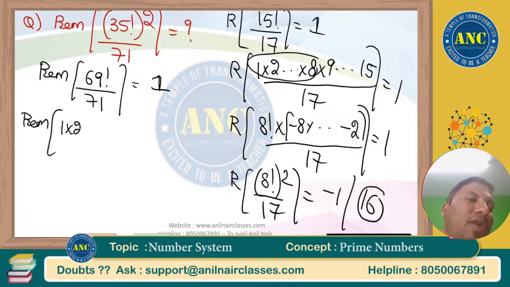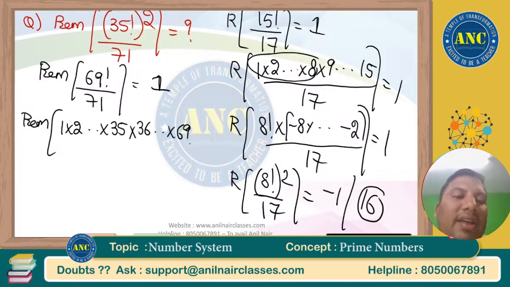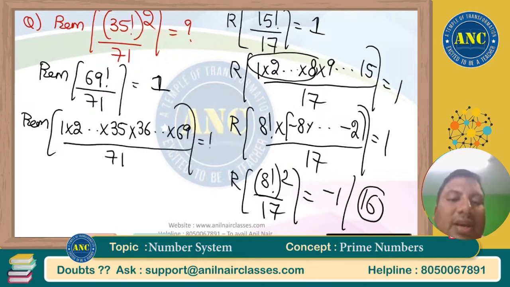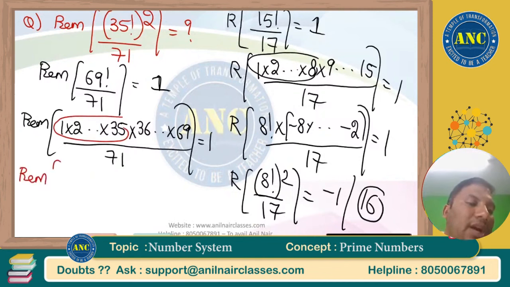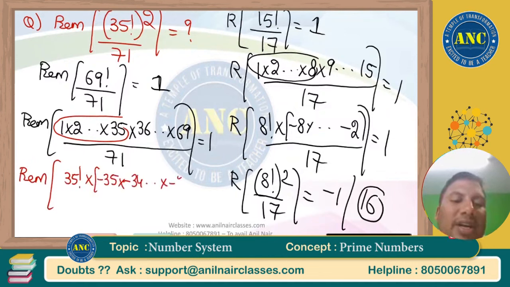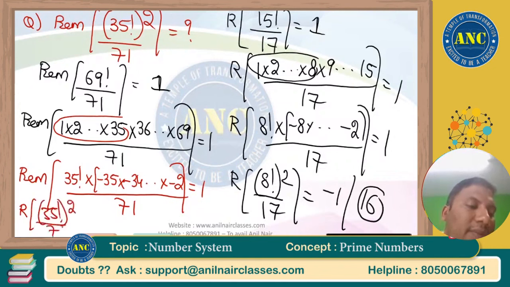69 factorial is 1 into 2 till 35, next 36 till 69, divided by 71. It is nothing but 1. Till here clear, right? Now 1 into 2 till 35 is 35 factorial. 36 by 71 is minus 35, minus 34, up to 69 by 71 which is minus 2, divided by 71, it is 1. From 2 to 35, 34 negatives are there. So it is nothing but 35 factorial whole square divided by 71. Answer is 1: 35 factorial whole square divided by 71 is 1.